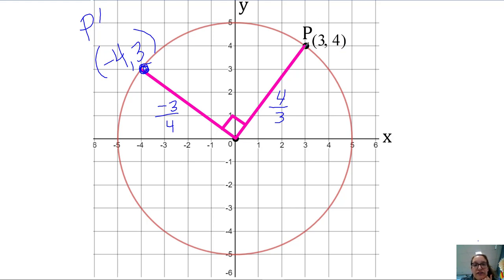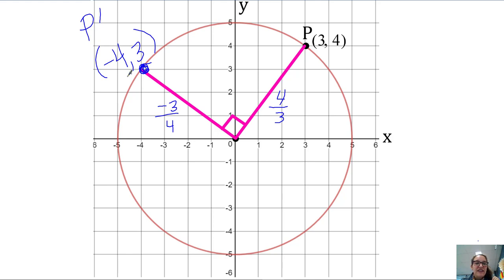Back to my original question. If we're thinking about our point (3, 4), what did we do to this point (3, 4) to end up with (-4, 3)? Did I switch them? Did I change the signs? Which points did I switch? Which point did I change the sign? Which number did I change the sign for? Okay, so now we have point P prime.